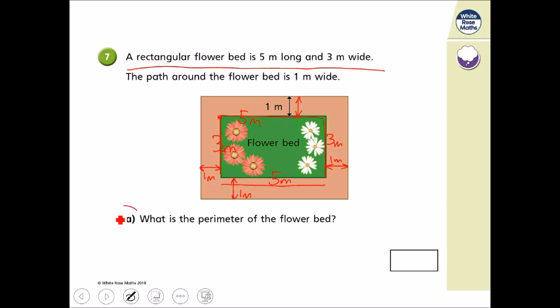Right, question A. What is the perimeter of the flower bed? Right, well, the perimeter of the flower bed, perimeter, as you know, is the distance all the way around, so that's 5, plus 3 is 8, plus 5 is 13, plus 3 is 16. So, the perimeter of the flower bed is 16 meters.